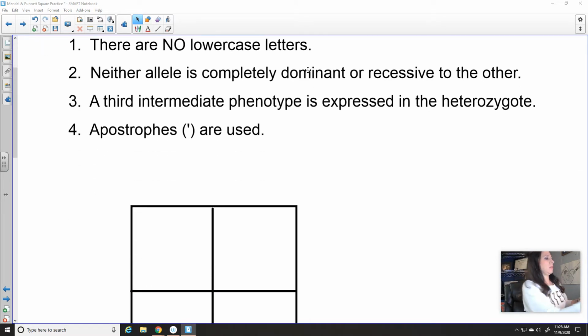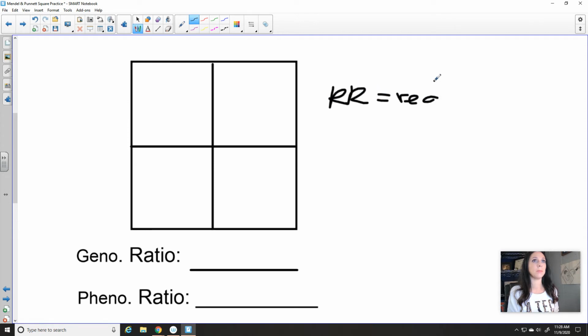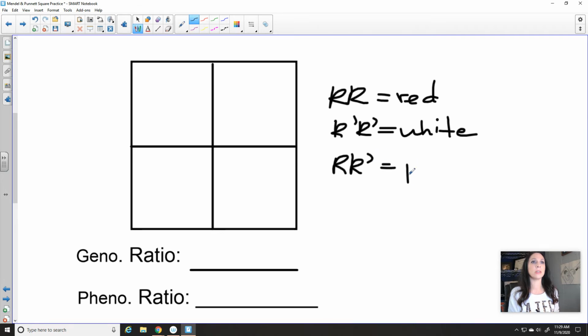So the way you do it is, here's our Punnett square. So for a red snapdragon, this would be big R, big R. It's going to be red. Now, apostrophes are going to indicate a lack of pigmentation. So if you think about something that does not have a color, that's going to be white. A lack of pigmentation would be albinism. So our apostrophe is going to completely lack pigmentation and be white. But if, like I said, you cross a red snapdragon with a white, so you're going to give one big R and one R apostrophe, you're going to get this third intermediate phenotype, pink. Okay, so here's our legend.